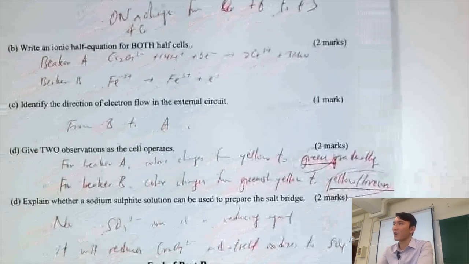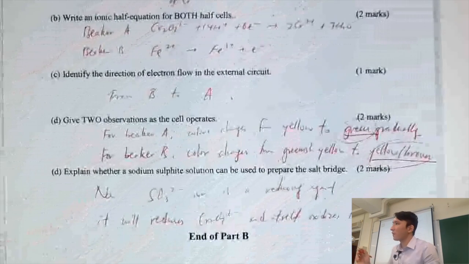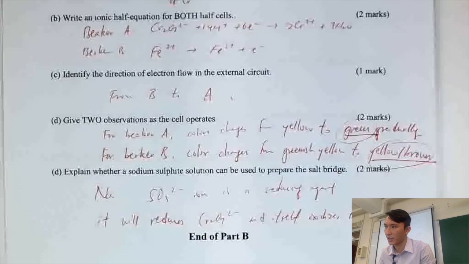And the last question, I have talked about it before, why sulfite cannot be used as a salt bridge, because sulfite is a reducing agent. It will obviously reduce dichromate ion.